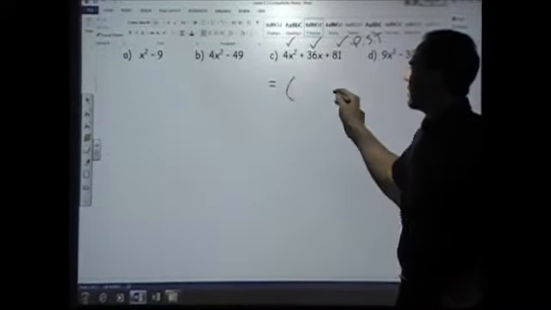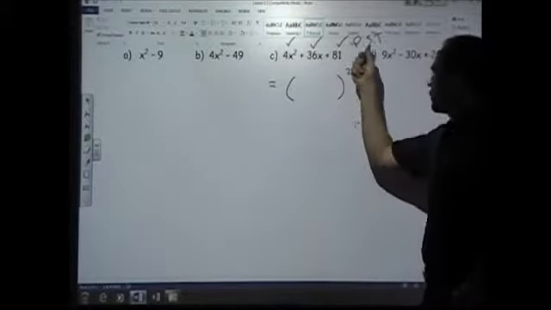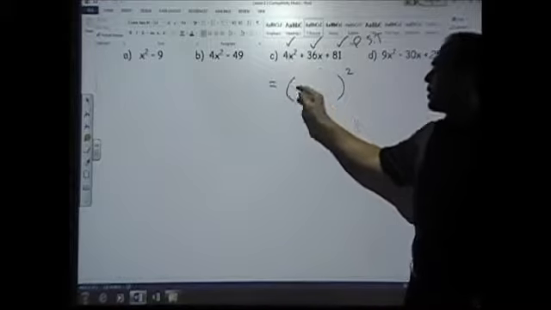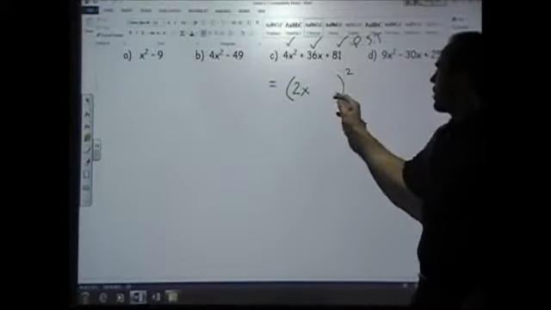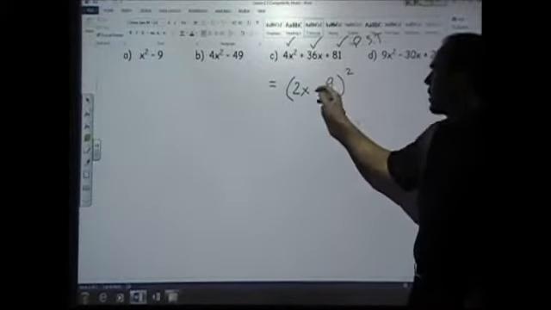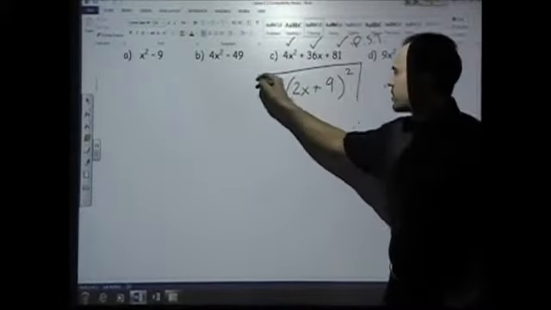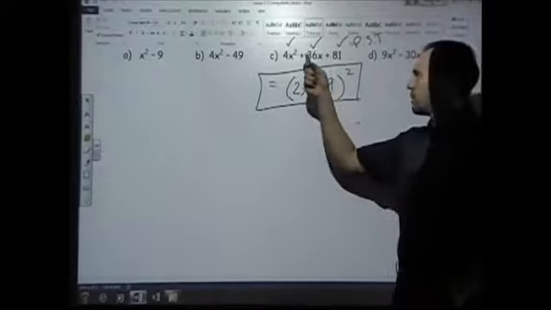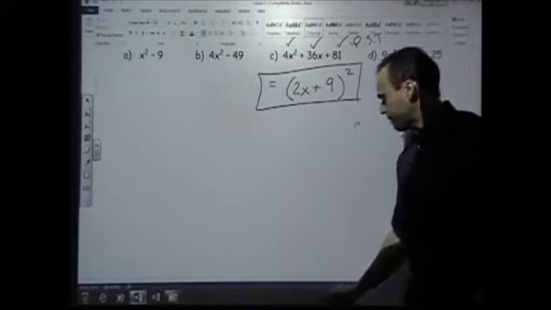I can go right to the answer because I know a perfect square trinomial comes from a binomial squared. The square root of that is just 2x. The square root of that is just 9. And there's a positive sign in the middle. So this would be the final answer. If you re-expanded that, I promise you it would be that trinomial there.